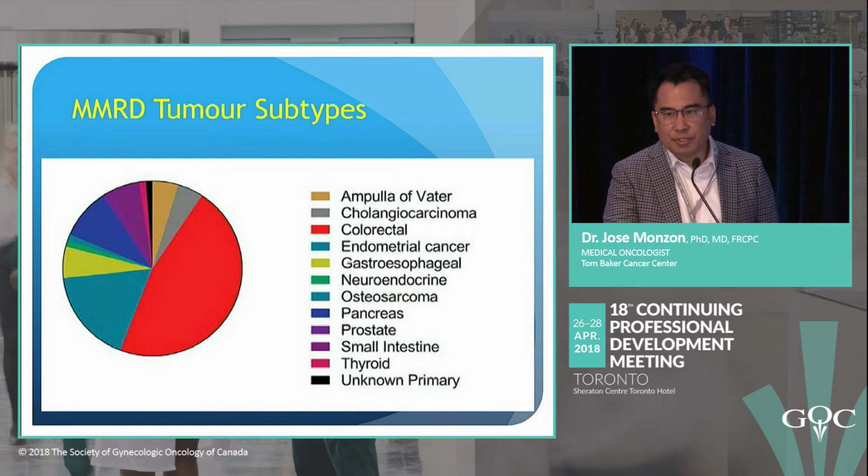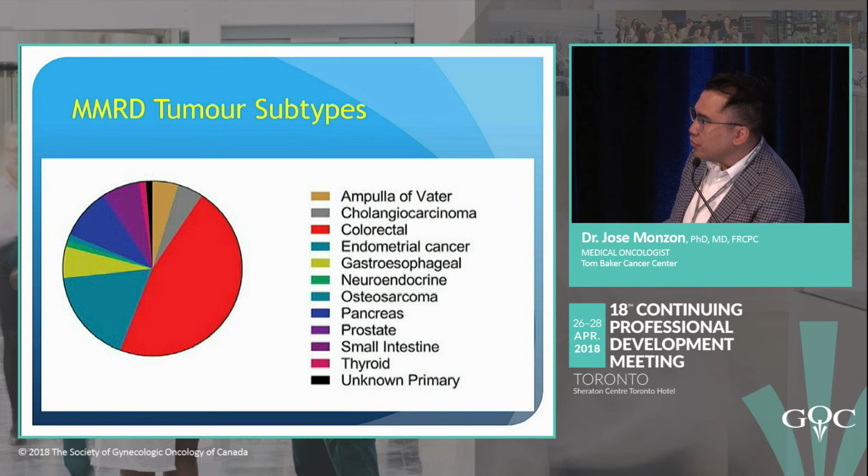And you can see the subtypes of tumors. And again, the one for your interest is the endometrial. It's a large part of this pie. Just under 20% of mismatch repair tumors were endometrial in nature.